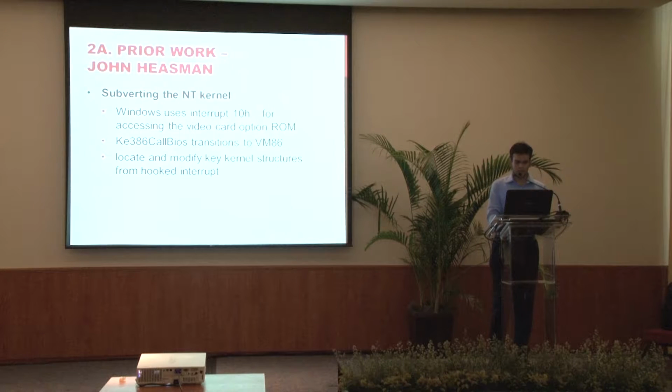In particular, he talked about subverting the NT kernel. What he said was that Windows uses interrupt 10 for accessing the video card option ROM. Interrupt 10 is used for setting the video mode and further outputting pixels. Now, Ke386CallBios transitions to VM86. And then from VM86, if you've got a malicious ROM, you can locate and modify key kernel structures from the hooked interrupt.